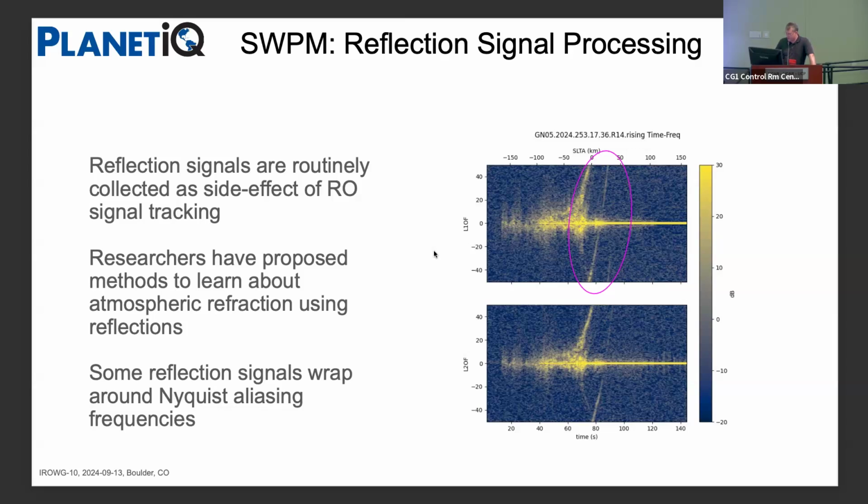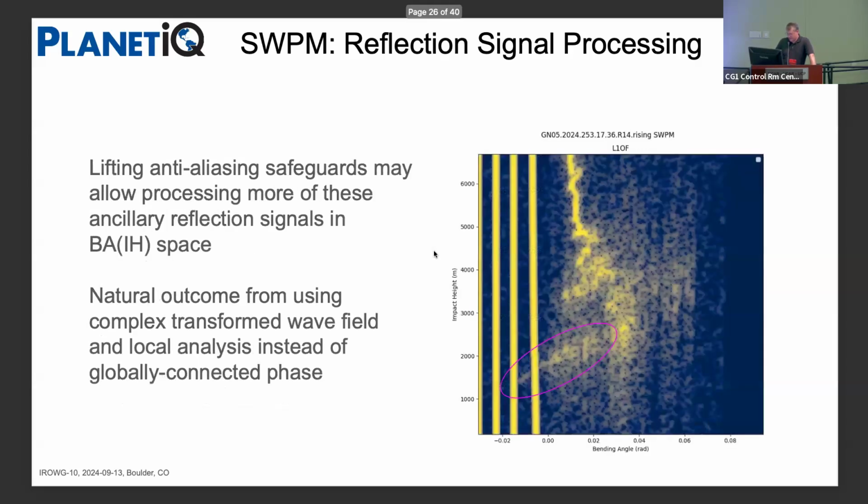Now, normally when we're processing wave optics, we set up a guard to avoid performing those integrals across the Nyquist bands. But if we can clear that guard, then we can collect that reflection signal, pass the Nyquist bands, and assemble it into a more complete bending angle versus impact height interpretation of that reflection signal.